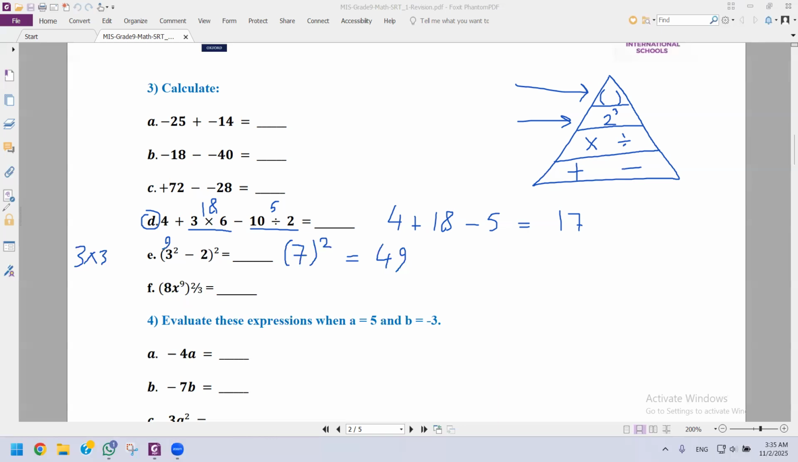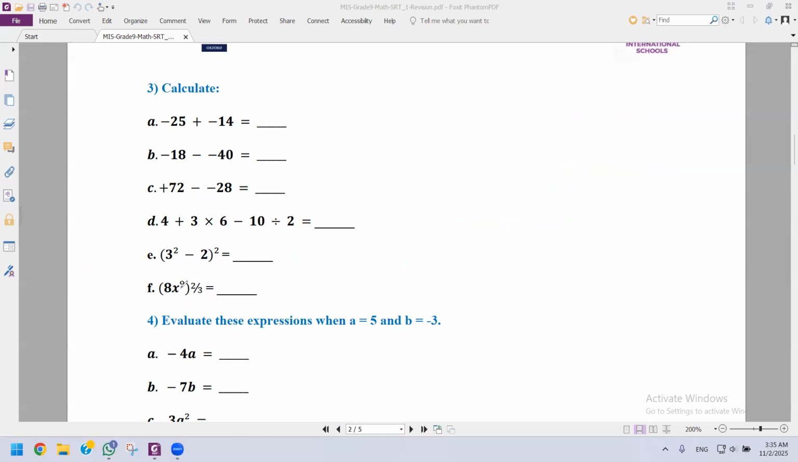Okay, now let me remove them. Now the last calculation that I asked about, let me write it again. It's 8x power 9, then to the power of 2 over 3. And it says calculate, not simplify. It says calculate. So we need answers.